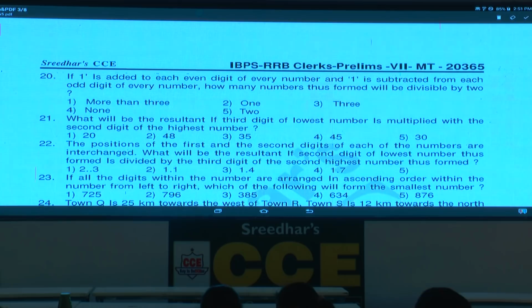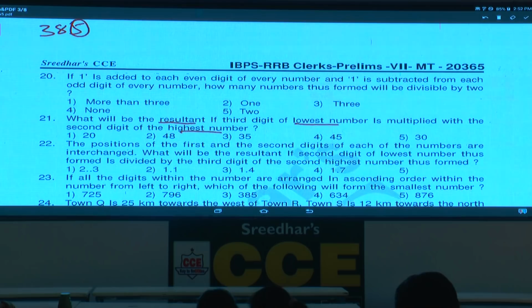Then question number 20 first. What will be the resultant if the third digit of the lowest number is multiplied with the second digit of the highest number? Lowest number. Among these 5 numbers, which is the lowest number here? 725, 634, 385 is the lowest number, isn't it? Now 385 is the lowest number. Now in this one, third digit of the lowest number is what? 5.